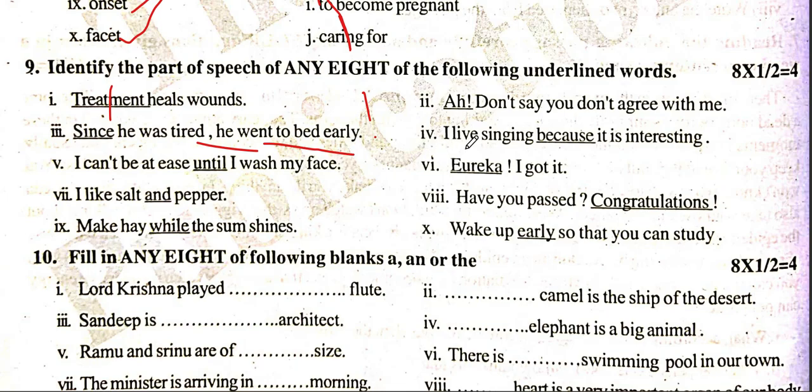Next, number 4. I like singing because it is interesting. I like singing because it is interesting. I can't be at ease until I wash my face. So this time it will be called a conjunction, right? Because this conjunction is joining two different clauses.